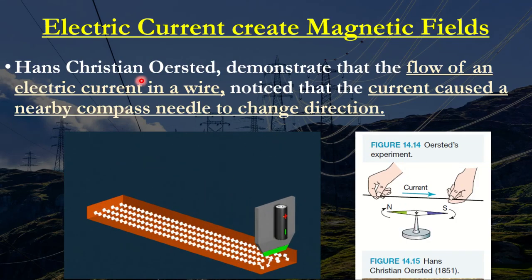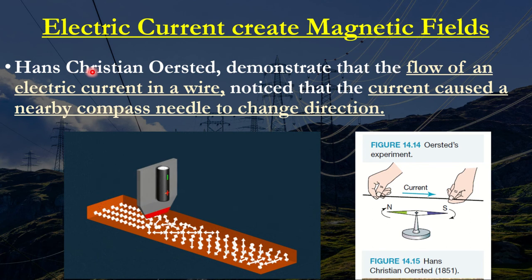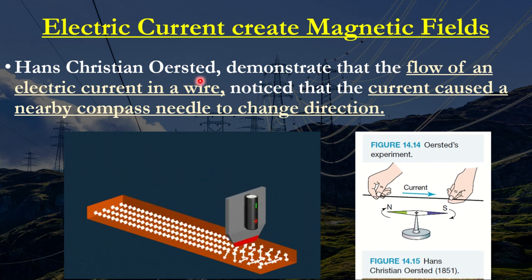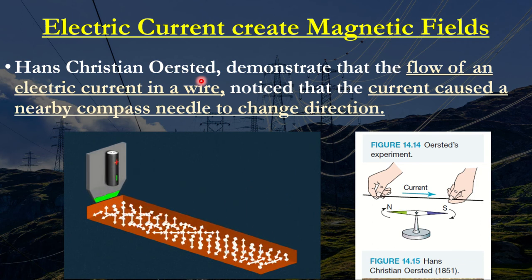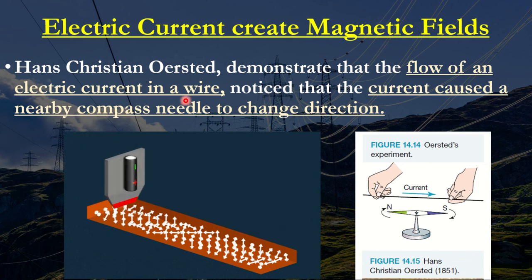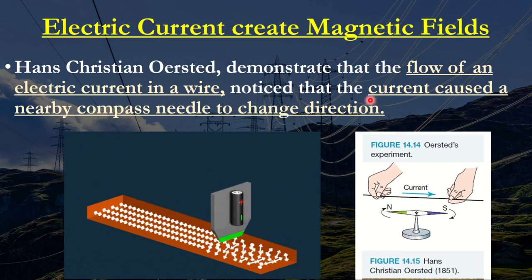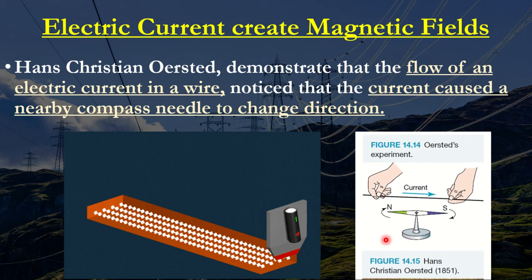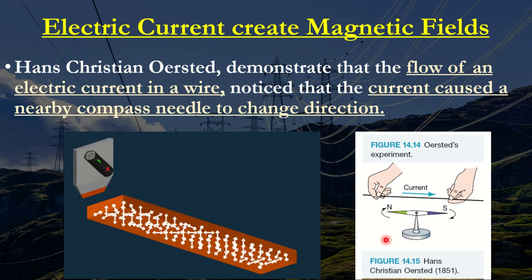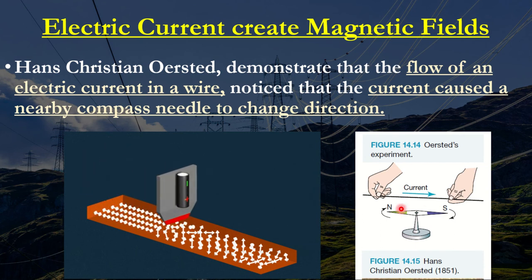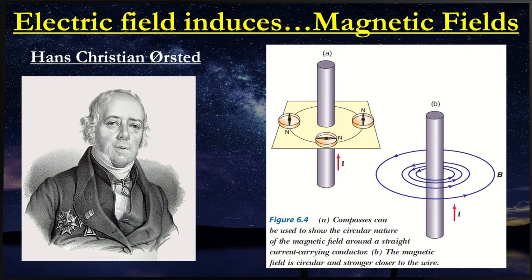Okay, so the person who actually looked into it was called Hans Christian Ørsted. I'm not really sure how you pronounce it correctly. I'm a horrible pronouncer, so I do apologize. He demonstrated that if you have an electric current flowing through a wire or any kind of conductor, the current caused a nearby compass needle to change direction. If you recall, a compass needle helps show the magnetic field direction. So if that needle flips when a current is turned on, that would represent that the current is generating a magnetic field.